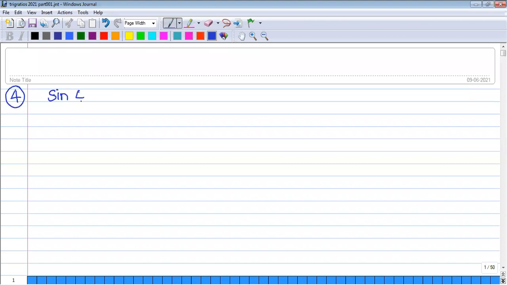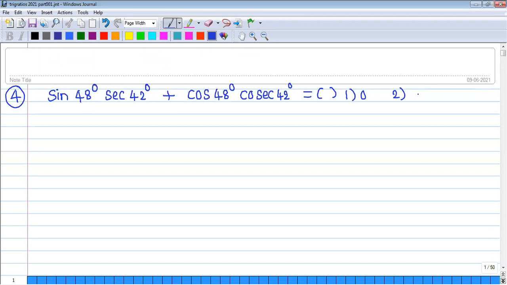Sine 48 secant 42 plus cos 48 cosecant 42 degrees. First option is 0. Second option is 2. Third option 1. Fourth option -1.